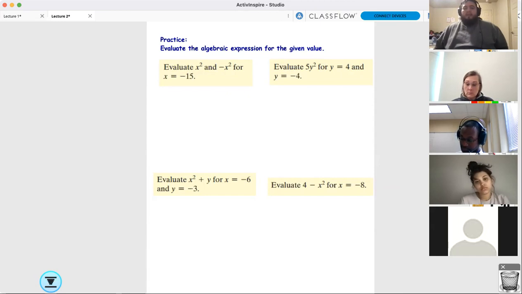So we'll start out by writing the first one. Evaluate x squared and negative x squared for x equals negative 15. And get into it.